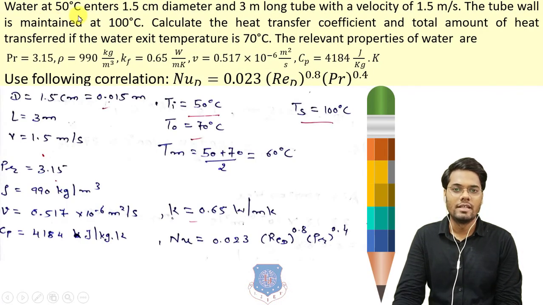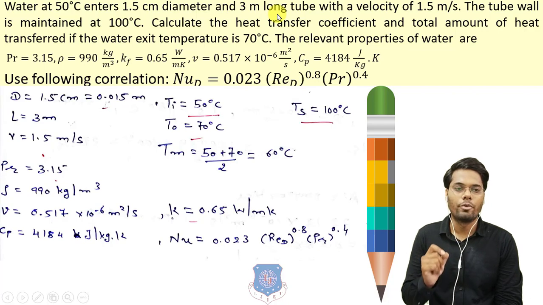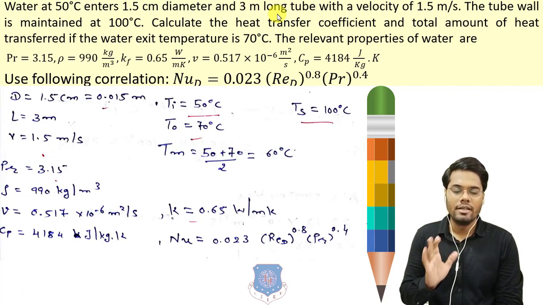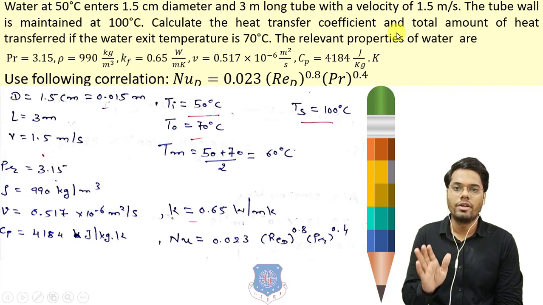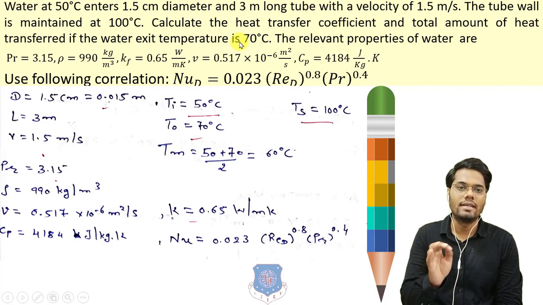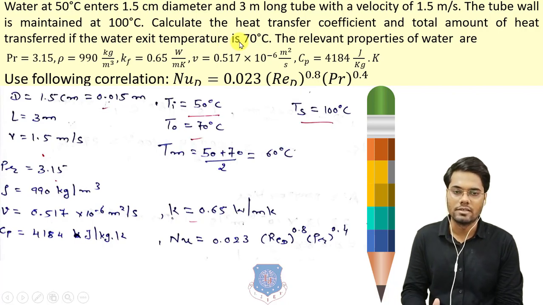Water at 50 degrees Celsius enters a 1.5 centimeter diameter and 3 meter long tube with a velocity of 1.5 meter per second. The tube wall is maintained at 100 degrees Celsius. Calculate the heat transfer coefficient and the total amount of heat transferred if the water exit temperature is 70 degrees Celsius.